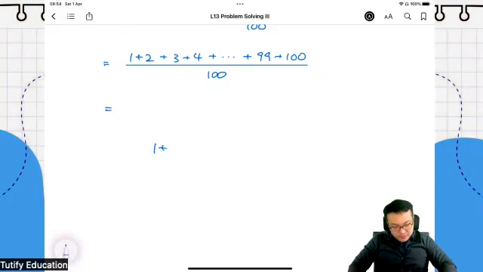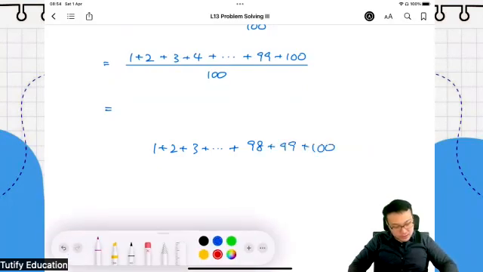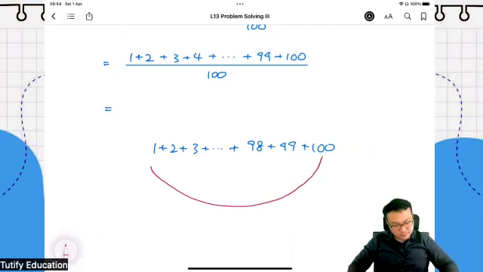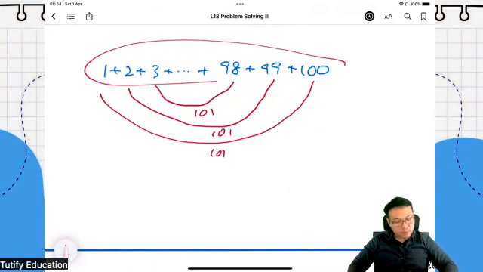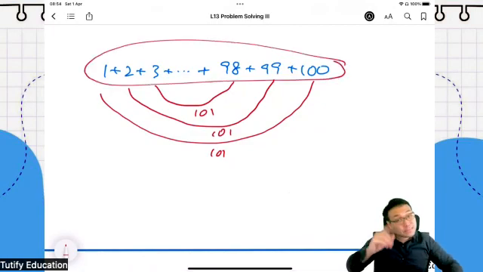Ariel, 1 plus 2 plus 3 all the way until 98, 99, 100. Ariel, what is this plus this? 101. What is this plus this? 101. What is this plus this? 101. How many numbers are there all together here? From 1 until 100. How many numbers are there?